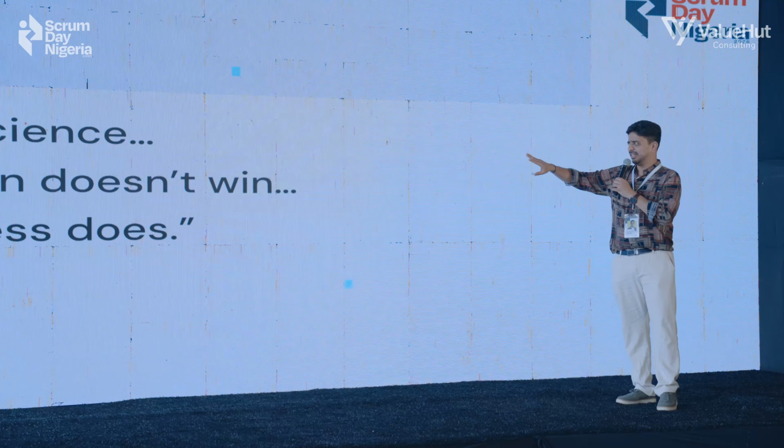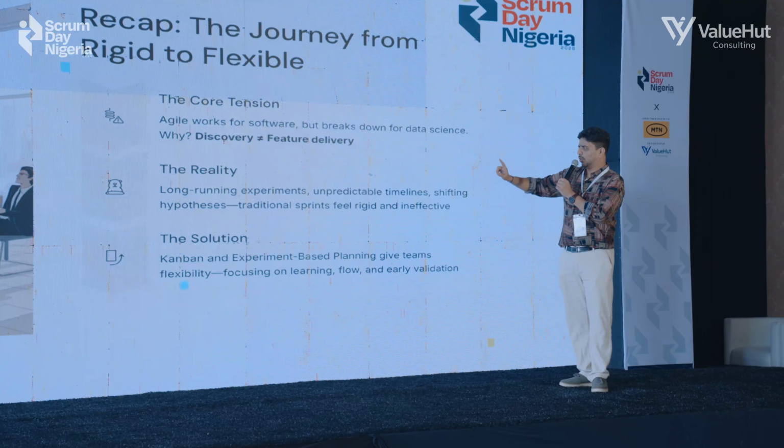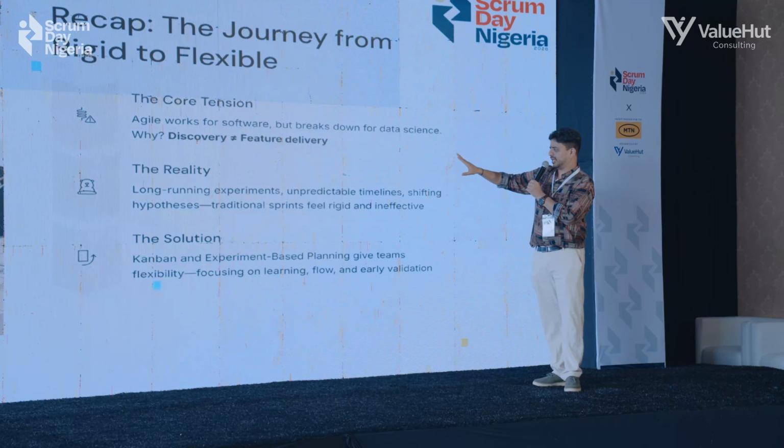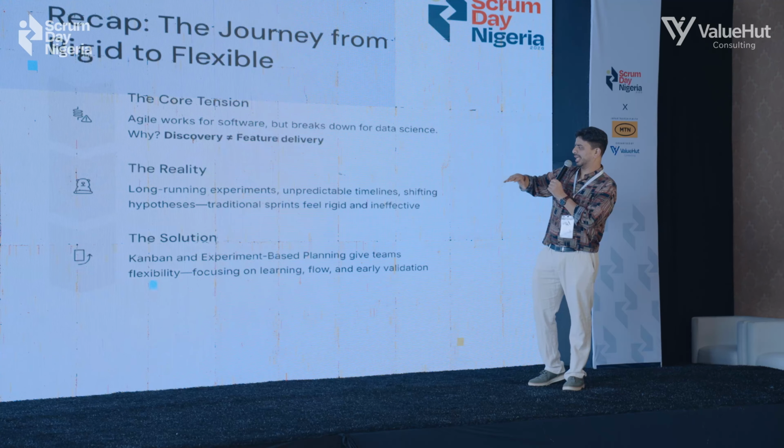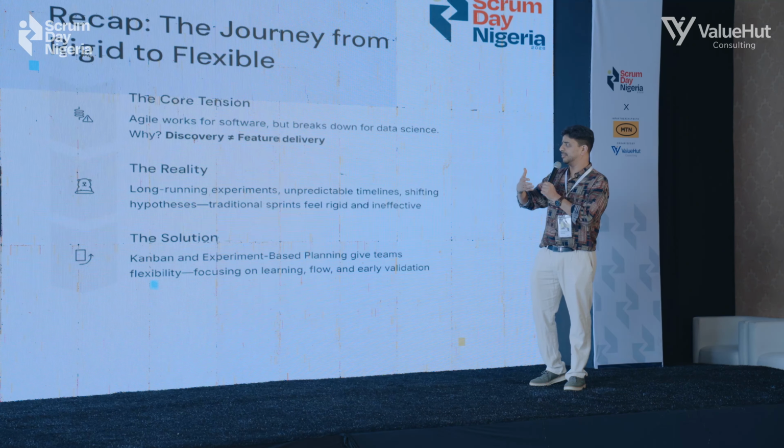The journey from rigid to flexible. Agile works for software, but breaks down differently for data science, because discovery is not feature delivery, right? Data science is all about discovery and building models. It's not that you're developing some software and providing features to your customers, right? You're always experimenting with timelines and unpredictable experiments. So make sure that your experiments have some sort of an end, by having some logical reasoning for why you're running those experiments and models, to ensure they're successful. As I mentioned, Kanban and experiment-based planning will give teams flexibility focused on learning, flow, and validation.